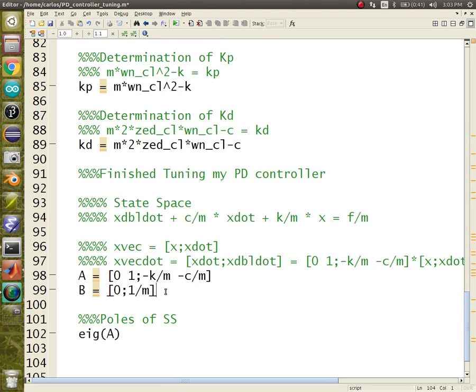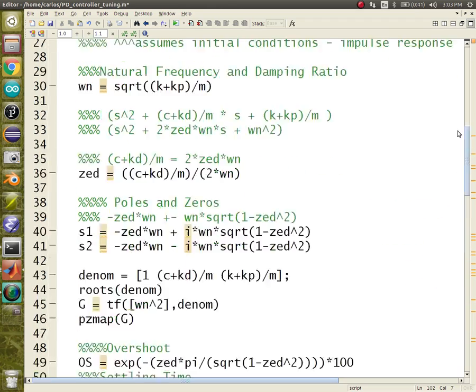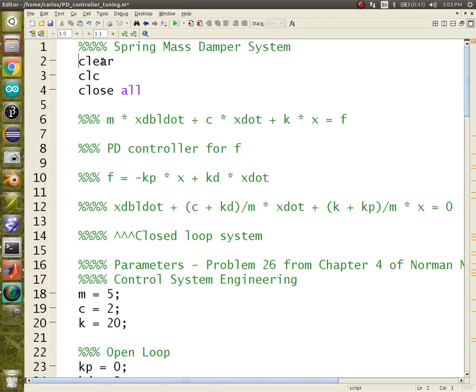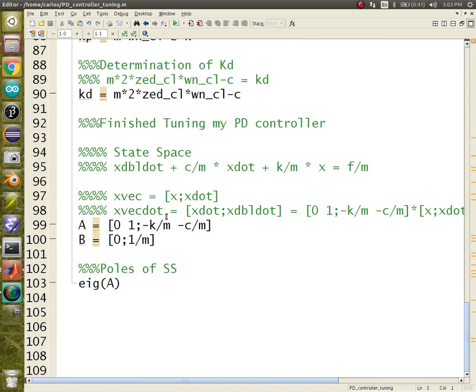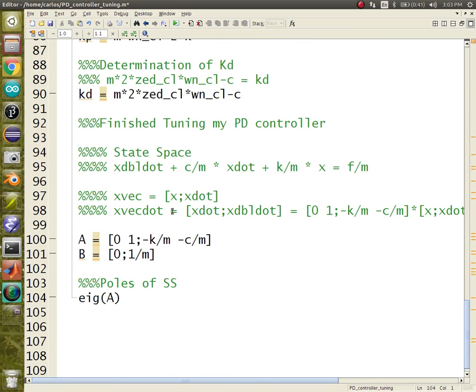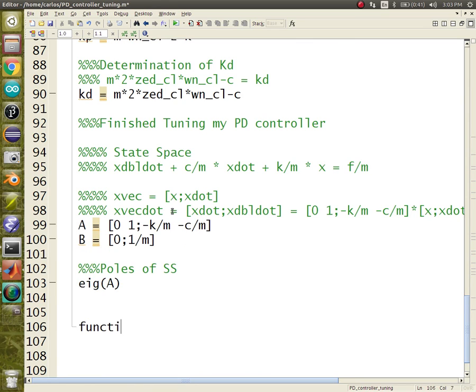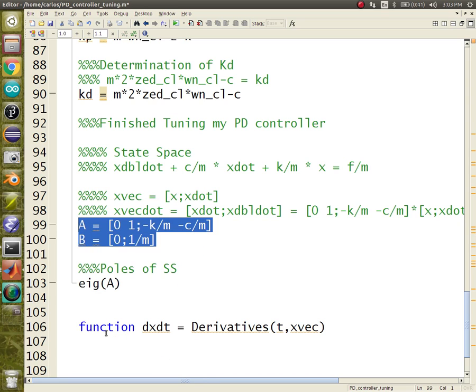I'm going to have to make this a function, so I'm going to get rid of the clear. I'll make this function PD controller tuning. Then I'm going to come down here and put all of this in. I'm going to comment out eig, I'll just leave it there. I'm going to put a function in here, dxdt equals derivatives of t comma x. And remember, this is a vector, so now I just need to copy A and B.